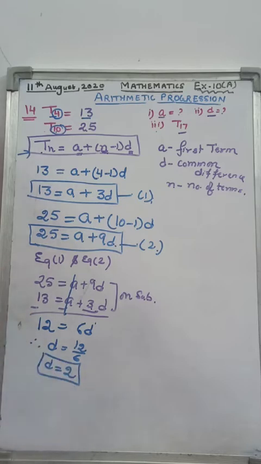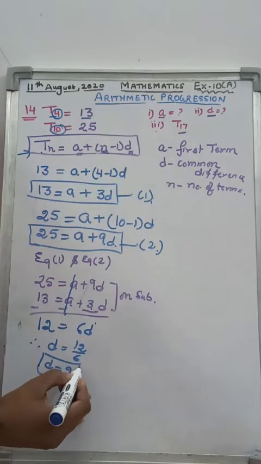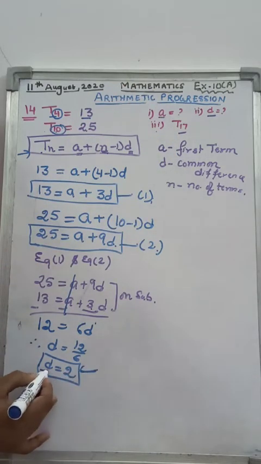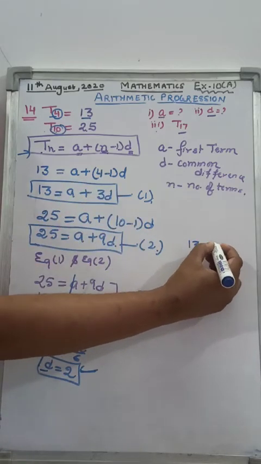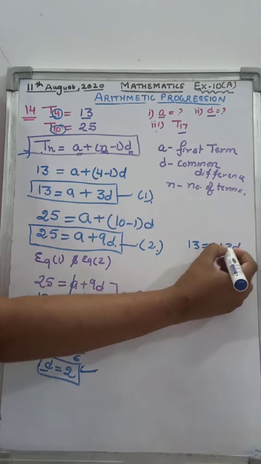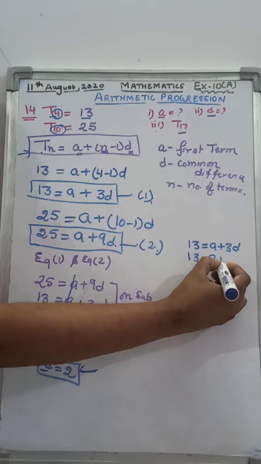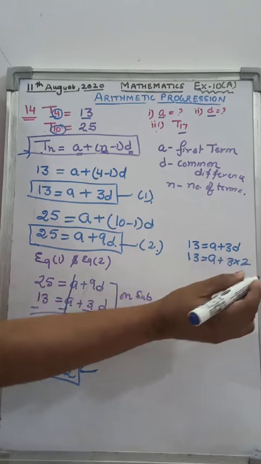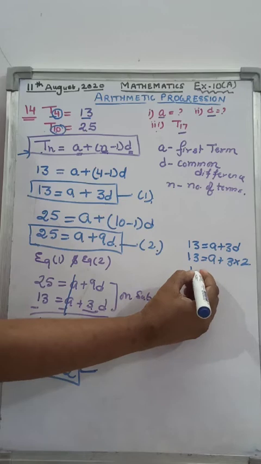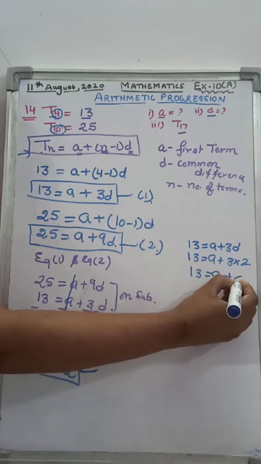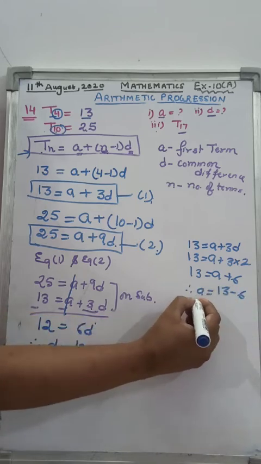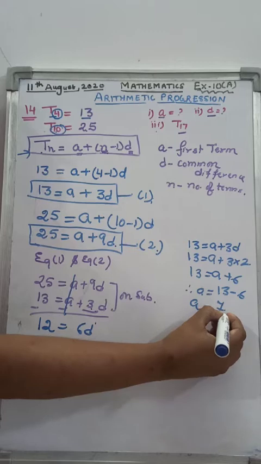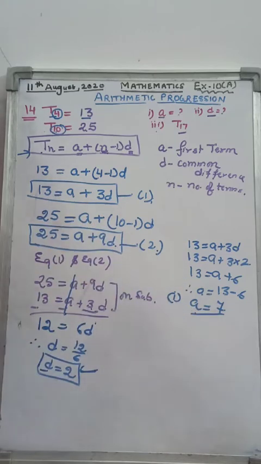D means common difference. Now we have to find A, the first term. So we will substitute the value of D in equation number 1. 13 equals A plus 3D. So 13 equals A plus 3 multiplied by 2 on substituting the value of D. So 13 equals A plus 6. Therefore A is equal to 13 minus 6. A, that is the first term, will come out to be 7.